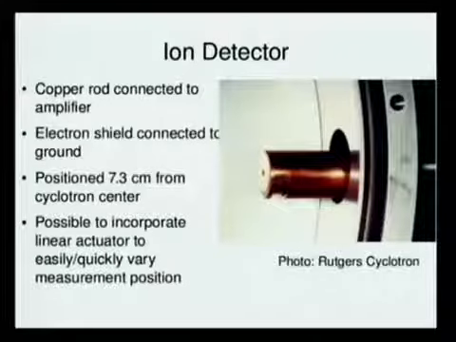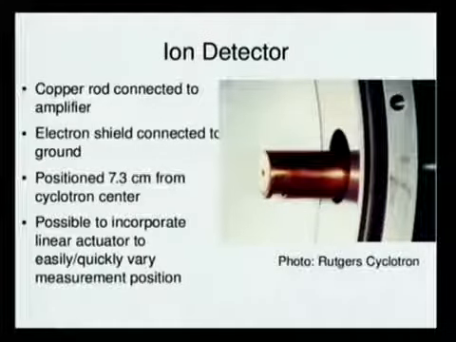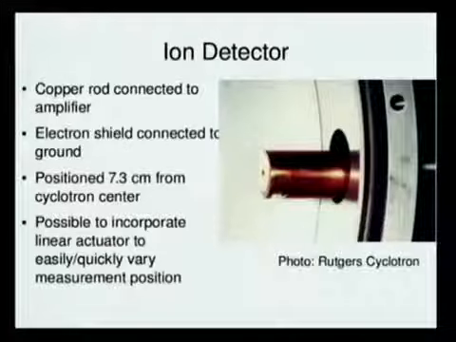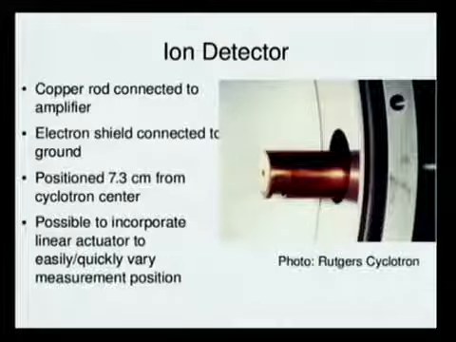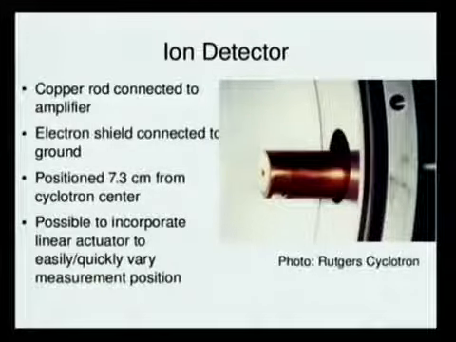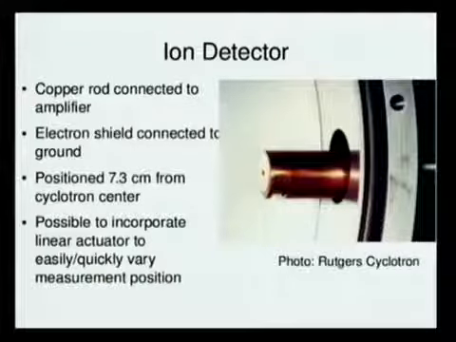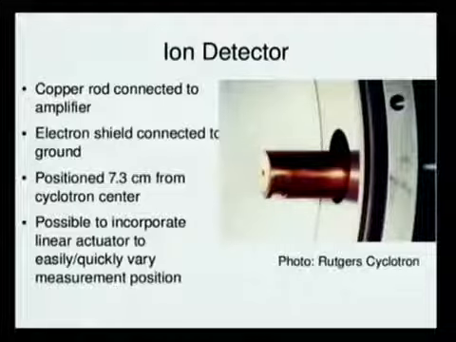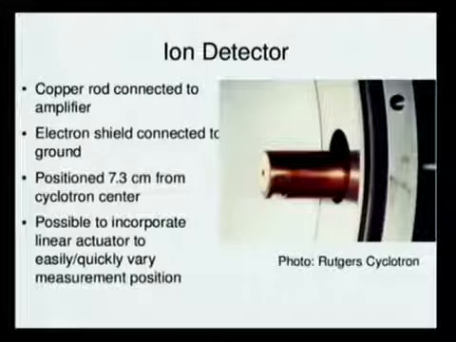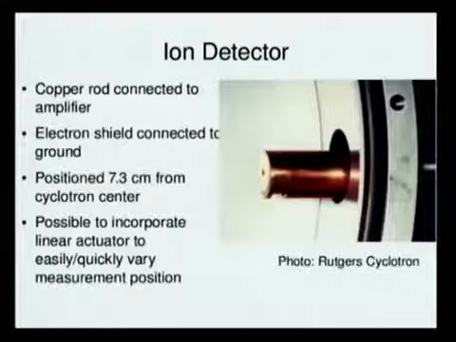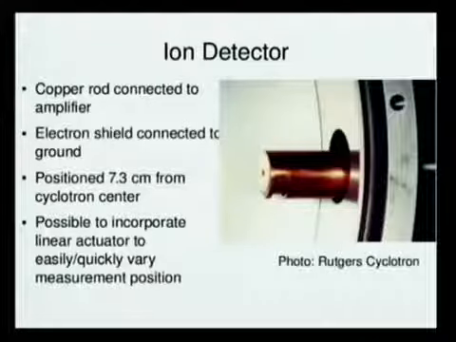Now, here's a photo of one. This is not from mine. This is from the Rutgers Cyclotron. I'm going to post the website for the Rutgers Cyclotron. It's very detailed, very useful information on there. So you have a copper rod in there, which is connected to an amplifier. That amplifier is connected, through the ammeter, to ground.